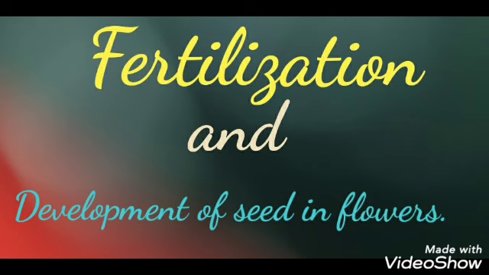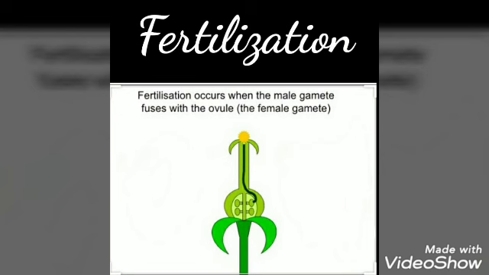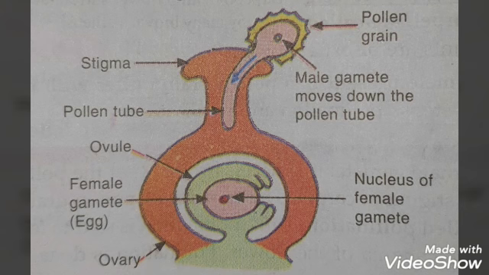Hello students, today we will study about the process of fertilization and development of seed in a flower. Fertilization occurs when the male gamete present in pollen grain joins with the female gamete present in the ovule. This happens when a pollen grain falls on the stigma of the carpel.